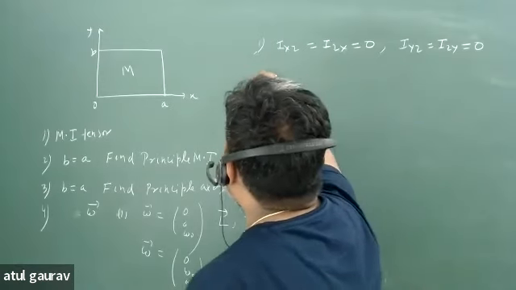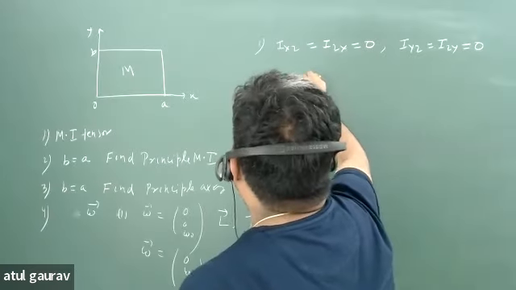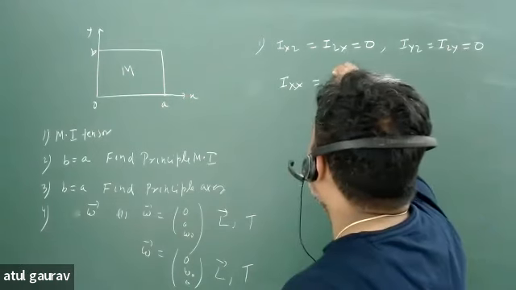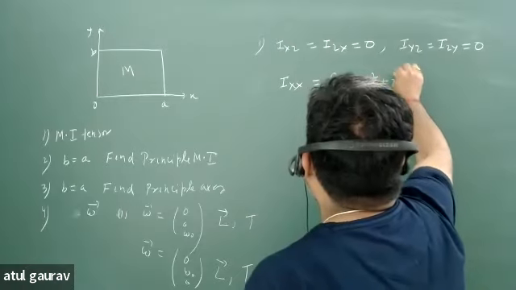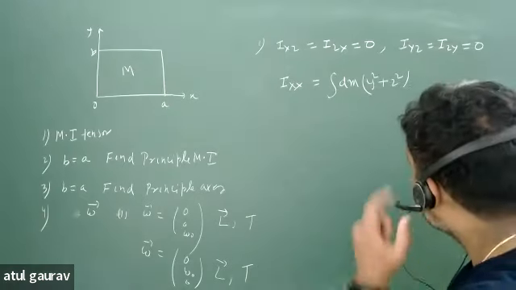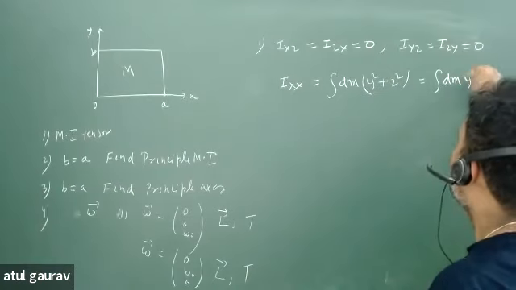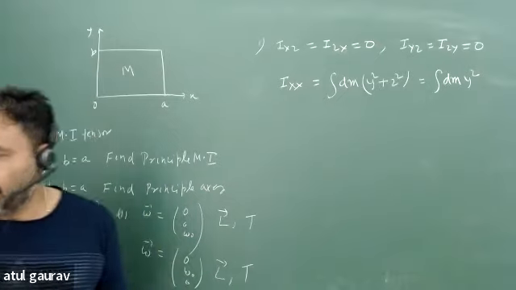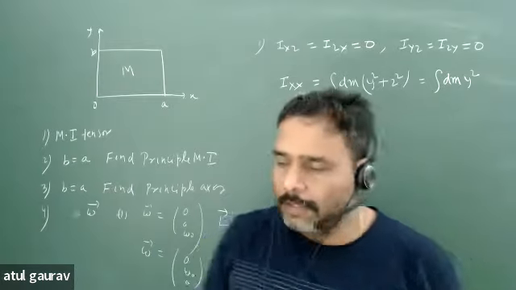Now let's go for our diagonal terms. So what will be IXX? Now it is a continuous system, so how will you go about this? We will write the integral of dm (y squared plus z squared). But what will your z be every time? 0. So this is equivalent to the integral of dm y squared. Are you people agreed? So this value is equal to the integral of dm y squared.